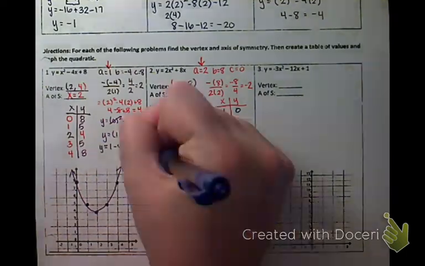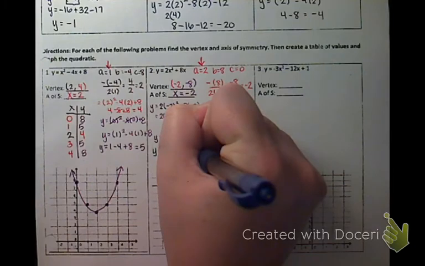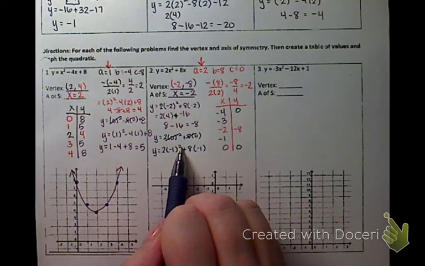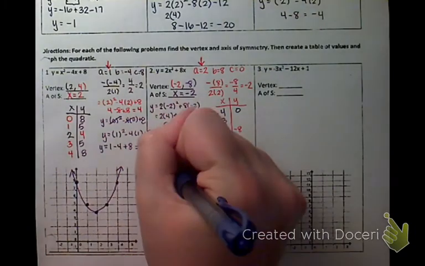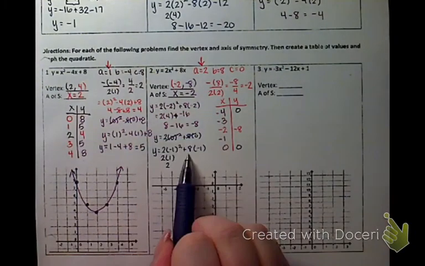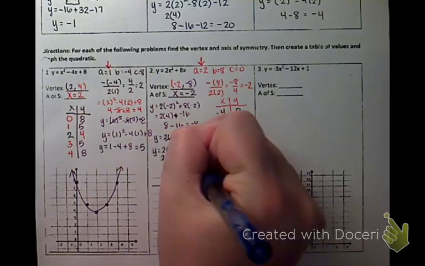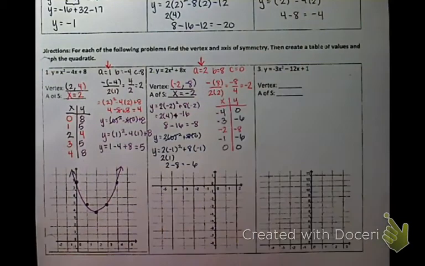I'm going to plug in negative 1. 2 times negative 1 squared plus 8 times negative 1. Negative 1 squared is a positive 1. Okay, so I really have 2 times 1 there, which is just 2. And 8 times negative 1 is negative 8, for a grand total of negative 6.